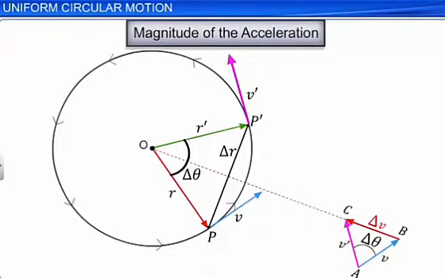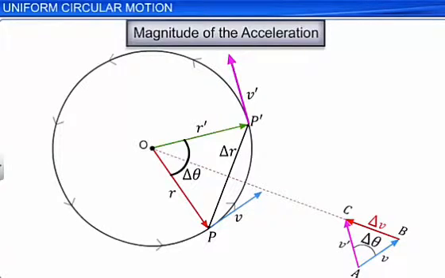As you know, the angle between r and r dash is delta theta. As v and v dash are perpendicular to r and r dash, the angle between v and v dash is also delta theta.